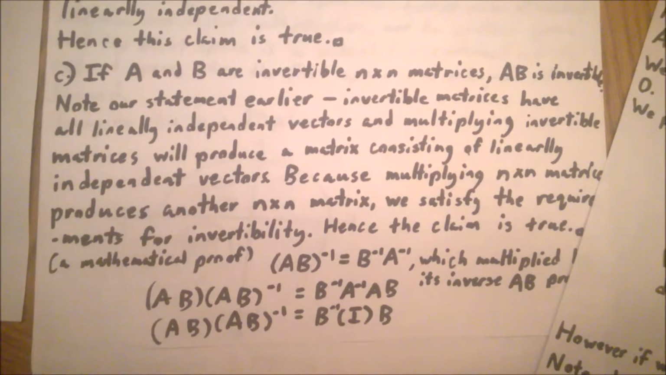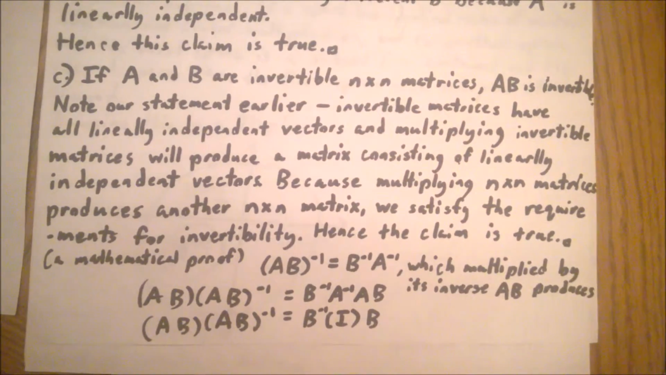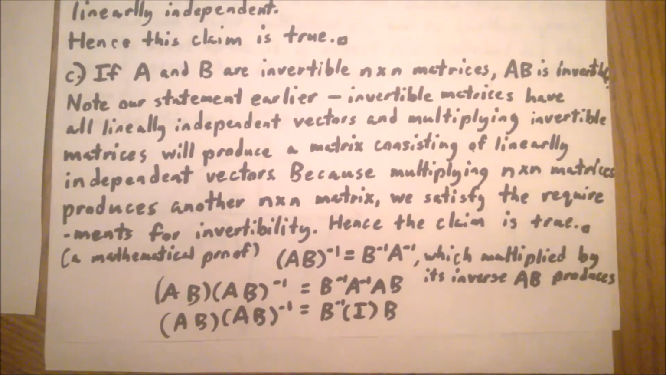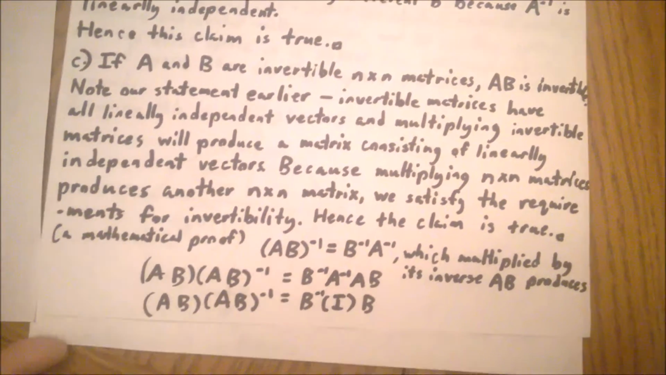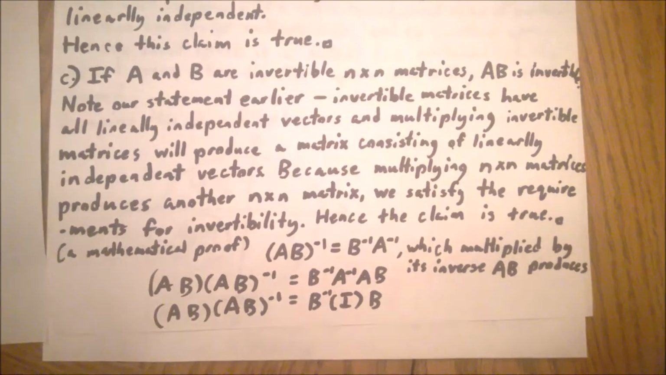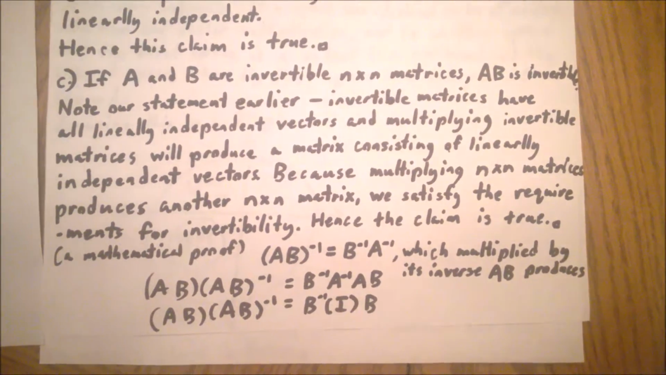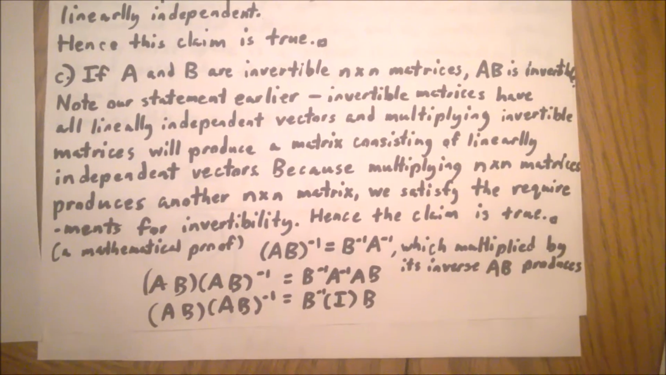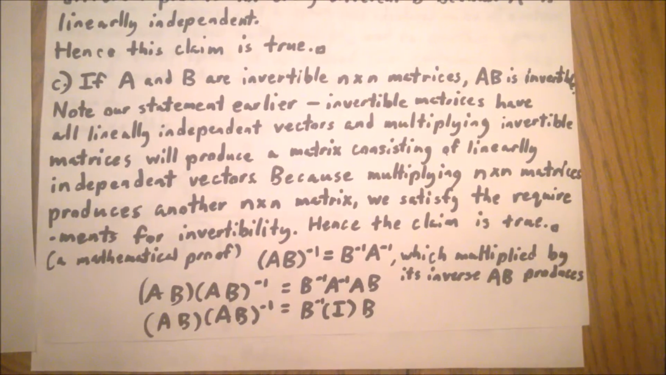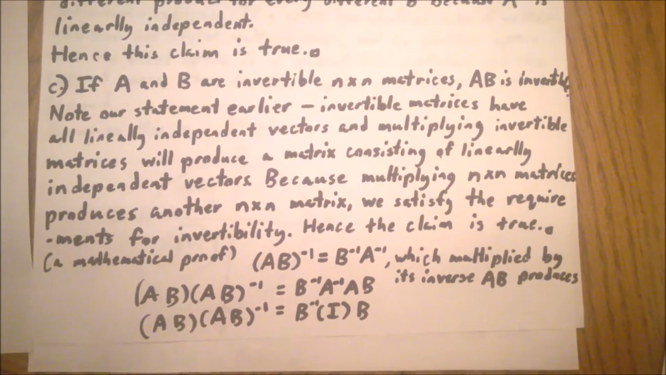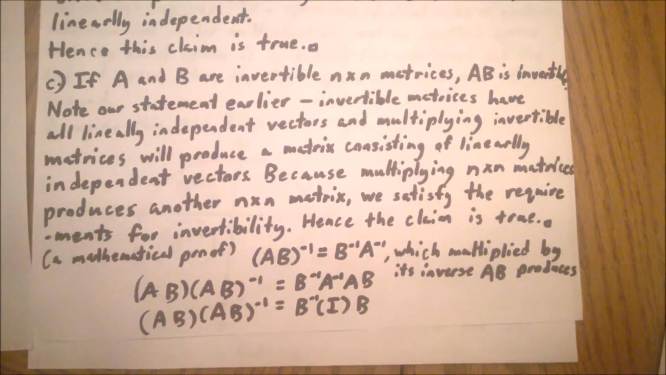Invertible matrices are all linearly independent vectors, and multiplying invertible matrices will produce a matrix consisting of linearly independent vectors. We talked about that general rule above for claim A. So because multiplying n by n matrices produces another n by n matrix, we satisfied the requirements for invertibility.